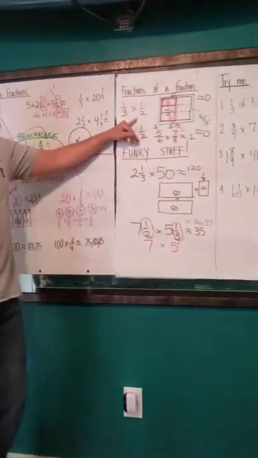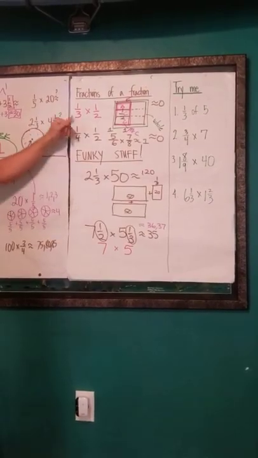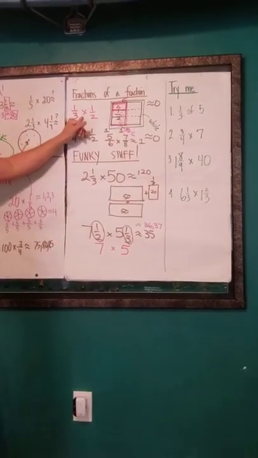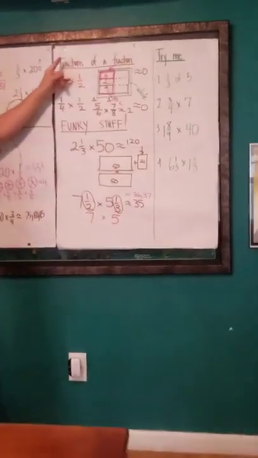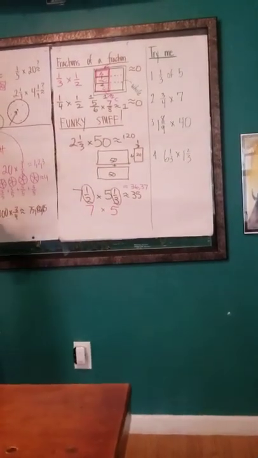Over here, we took a fraction of a fraction. And the big thing that we need to remember about this is that when you take a fraction of a fraction, you are taking a piece of a piece. And when you take a piece of a piece, it gets smaller and smaller and smaller.